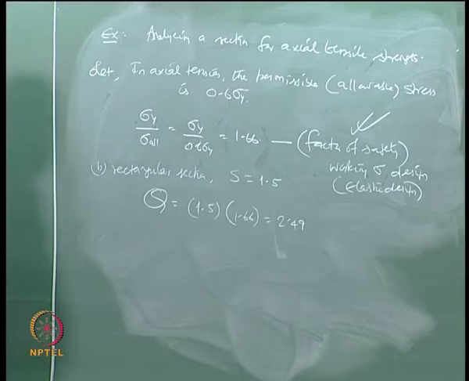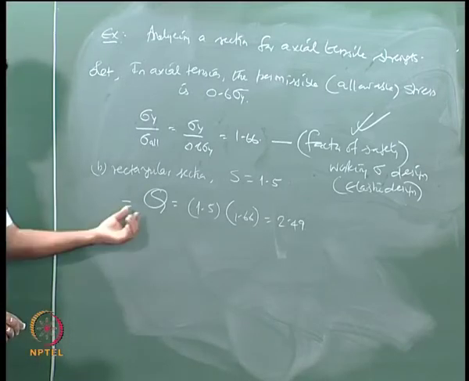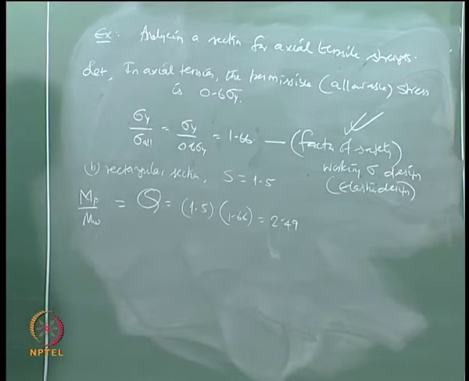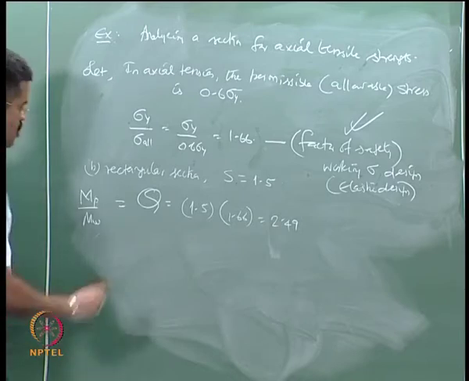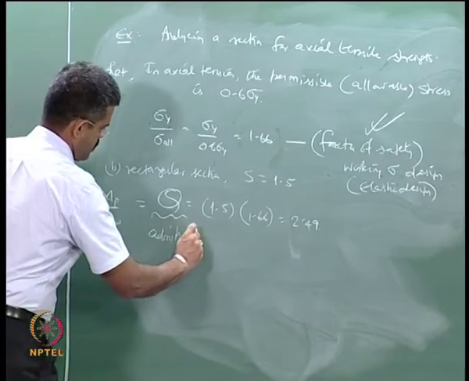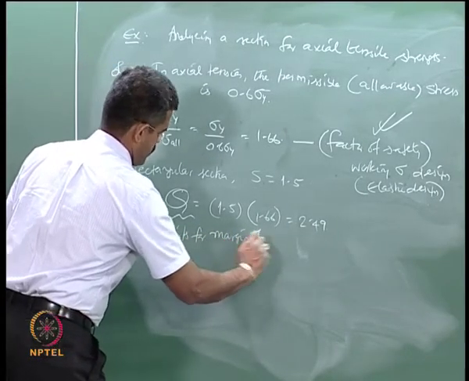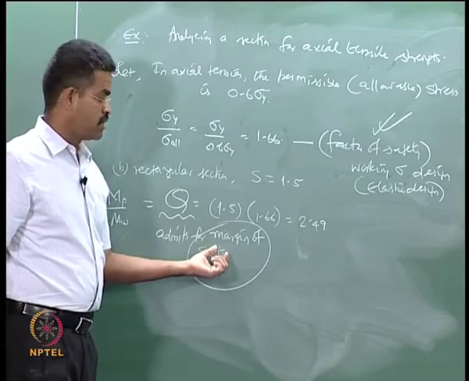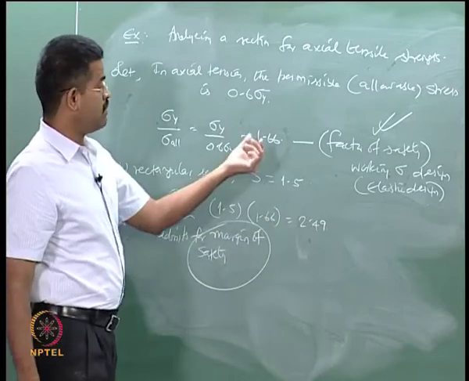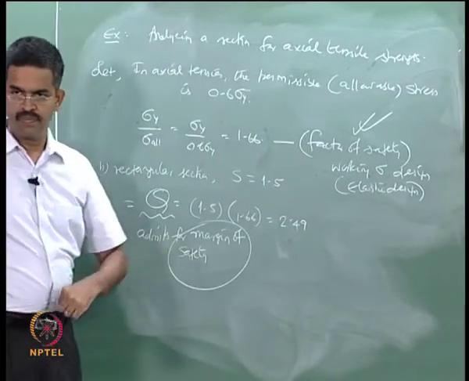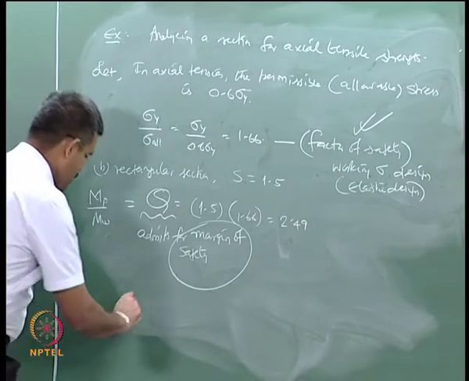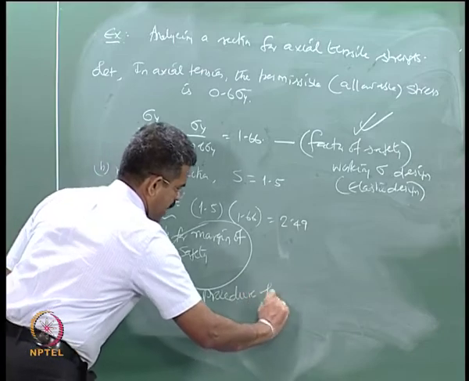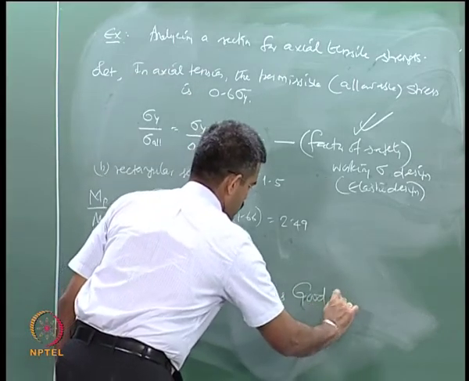Okay, and Q is nothing but, what is the value of Q? This MP by MW, is it not? So Q admits for margin of safety, which accounts for a value phenomenally higher than the conventional factor of safety in working stress design, okay. So plastic design procedure has good margin of safety.